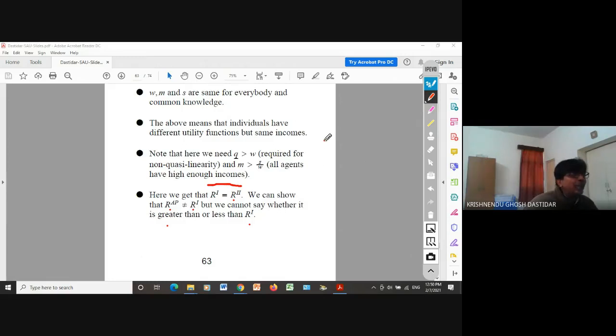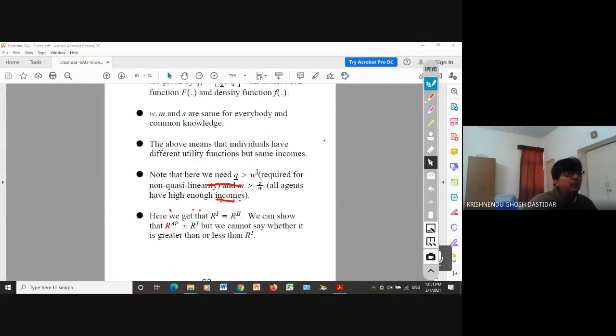Now, this is different from the case when, say, M or S is private information. When S is private information, this holds true, but RAP is strictly higher than R1 and R2. Here we know RAP is not equal to R1 or R2, but we cannot say whether it's greater or less. So when Q is private information, we get this.